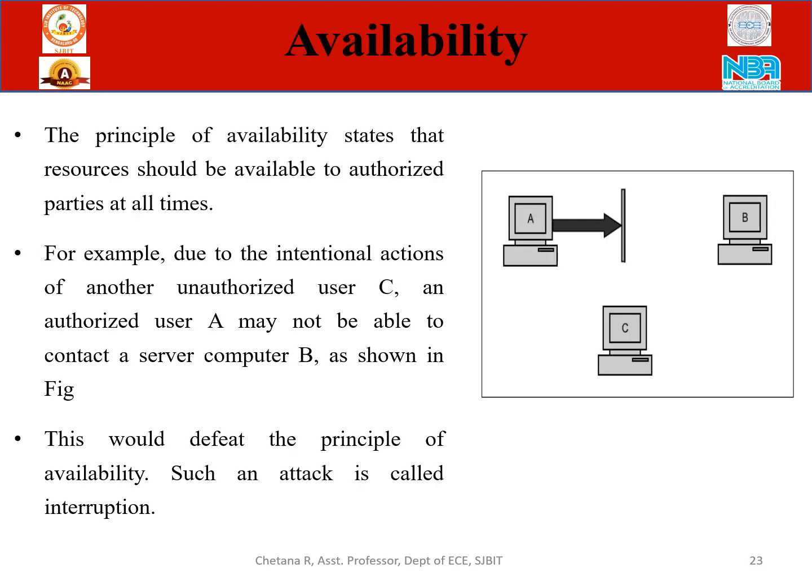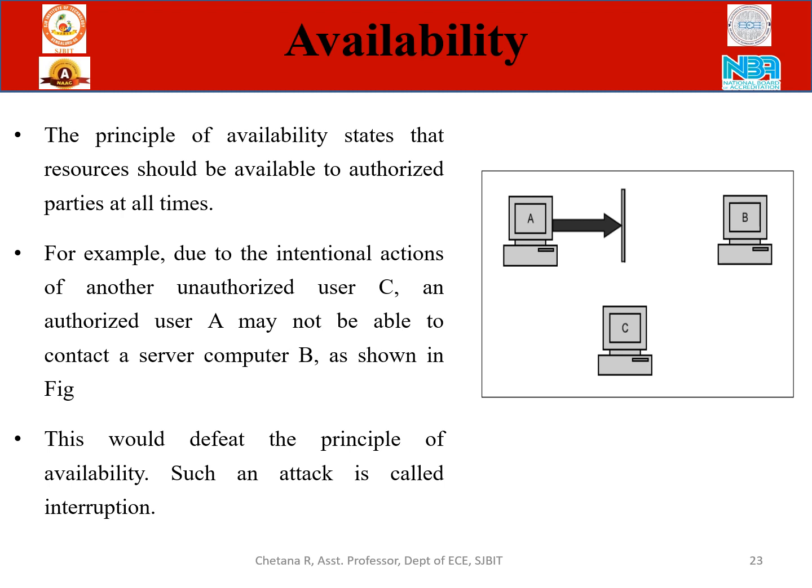Next is availability. The principle of availability states that the resources should be available to authorized parties at all times. As I told you, whenever you are asking for a job to be printed, immediately the printer should be accessible. If you are telling the printer to print and it is not printing, then that is an attack. So it is a virus attack. Therefore, the resources should be easily available. And an example has been shown here.